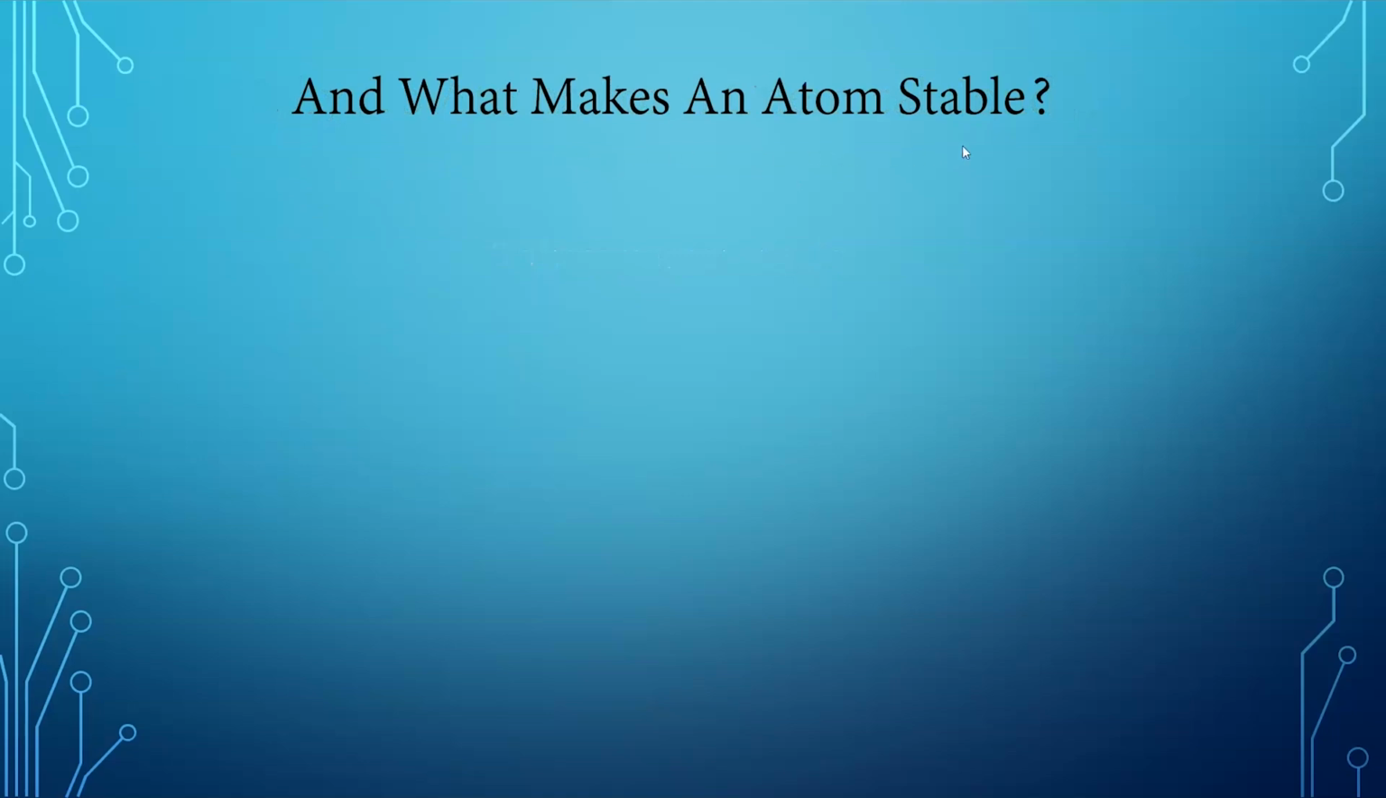What is it that makes an atom stable? What do they want to get? A few of the atoms on the periodic table are stable just as they are. They do not want to react with anything, and we'll talk about that in a little while. But what is it that they have that the other atoms don't have?